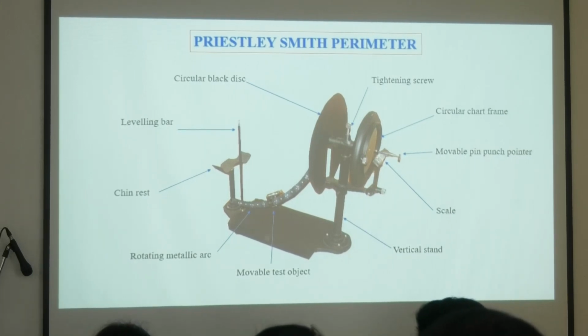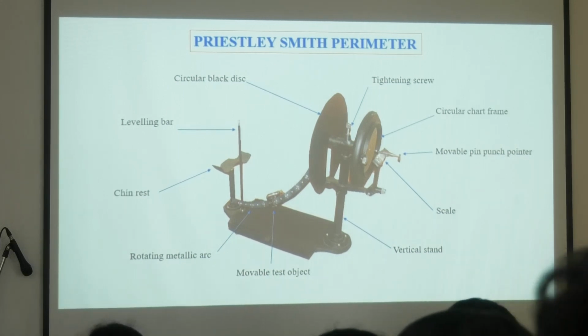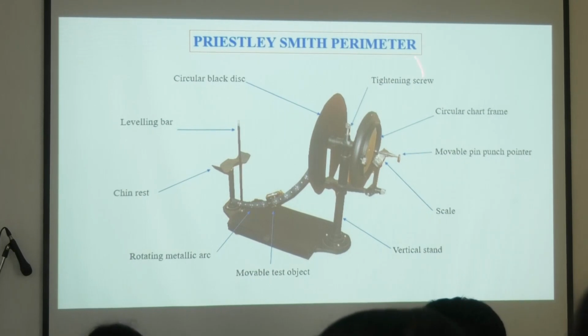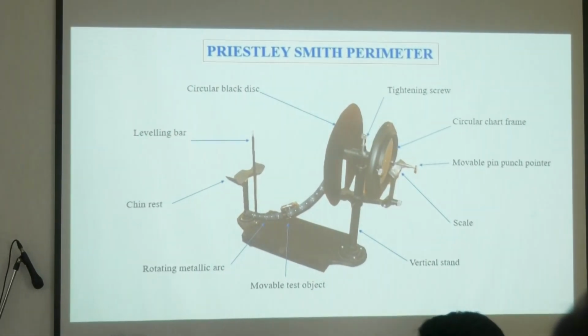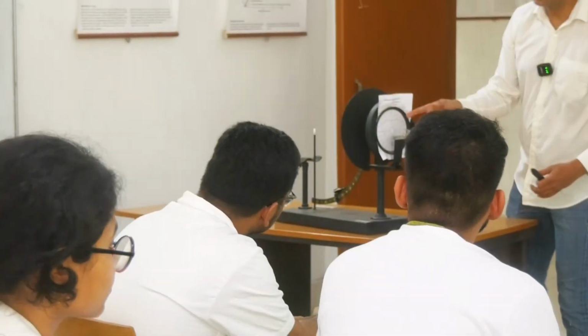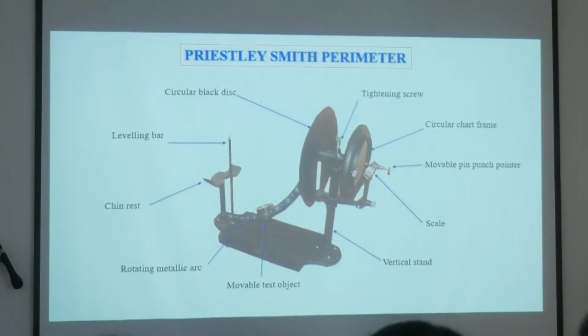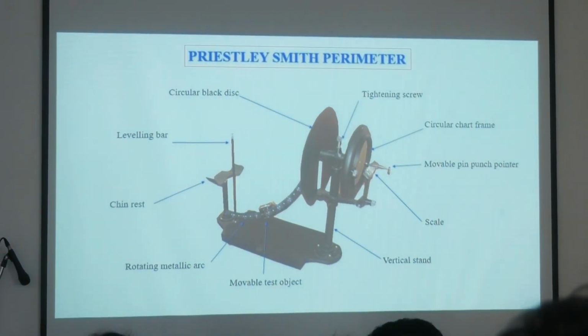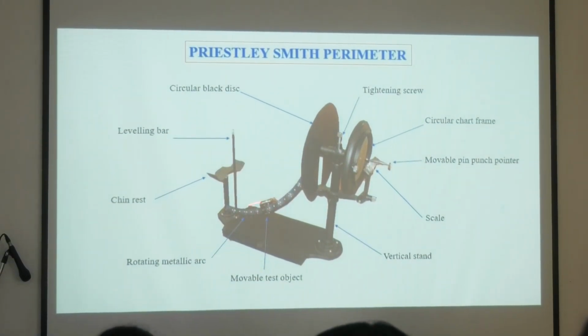So the parts of this machine. It is a circular black disc. There is a tightening screw here, and the circular chart frame. Here is the chart frame, and we have applied the chart here. Now here is a scale as well. I'll show you. There is a scale, a vertical stand, and this is the movable test object.